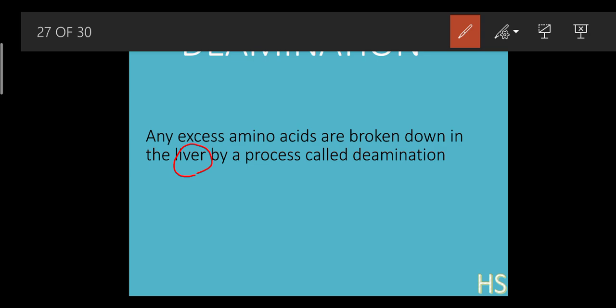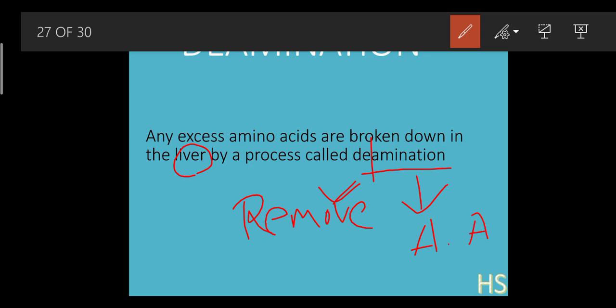So this excessive amount of amino acids gets broken down. This process is called deamination. De means what? Remove or breakdown. And amine means what? Breaking down of the amino acids.